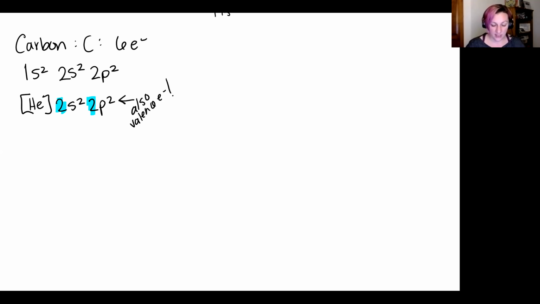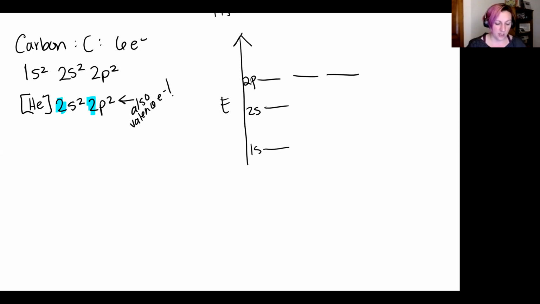So let's build that orbital diagram. So I'm going to start with my 1s at the bottom, then my 2s, and now I only have to go to 2p, so I'll stop here and start filling in my electrons. So starting at the bottom, I've got 1, 2. I need a total of 6, 3, 4, 5, 6. So those 2p electrons both are unpaired, and they're both spin 1/2.